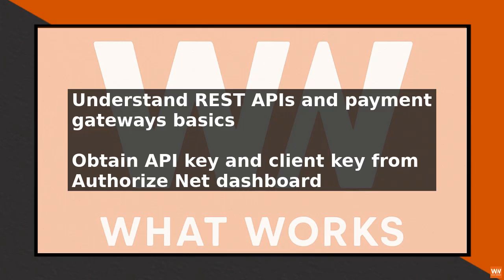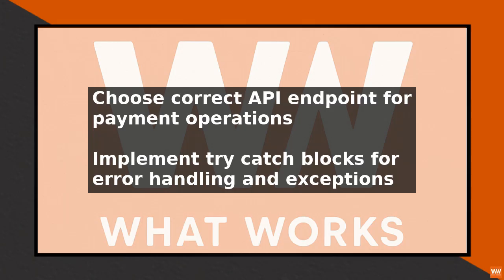Step 2: Choosing the correct API endpoint. The AuthorizeNet REST API provides various endpoints for different payment operations such as creating customers, processing transactions, and retrieving payment information. Choose the correct endpoint based on your specific use case.